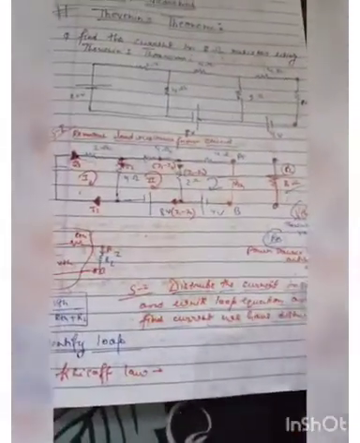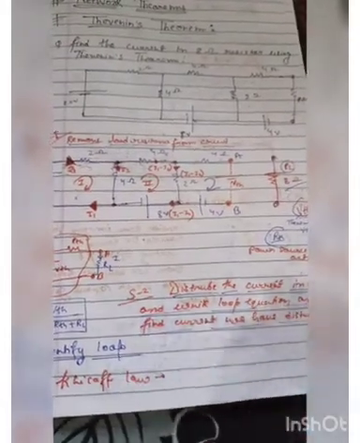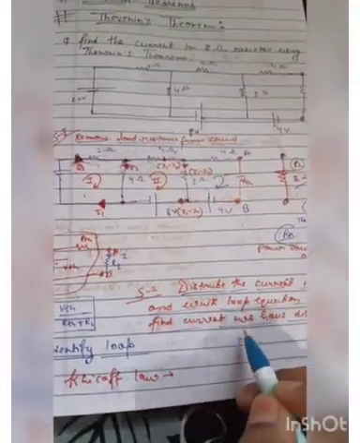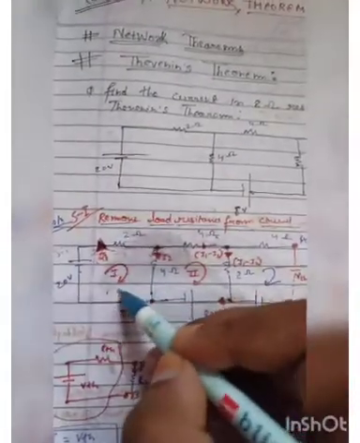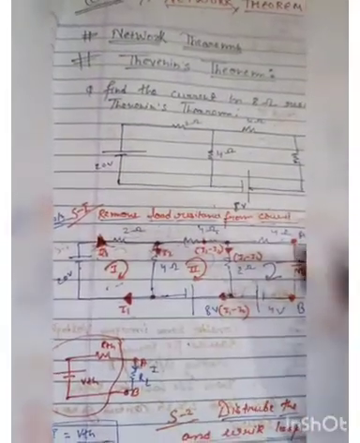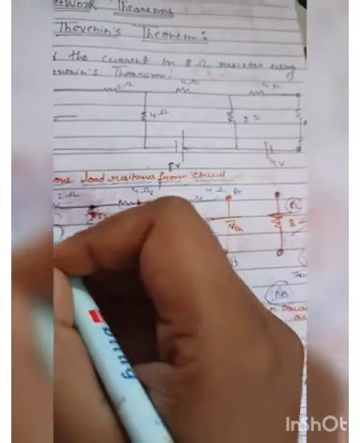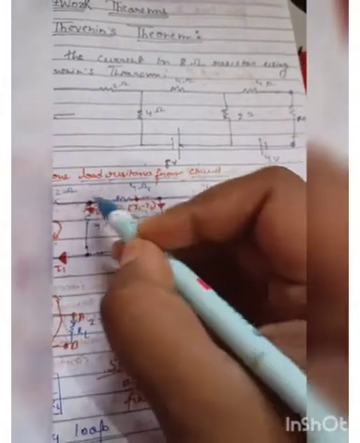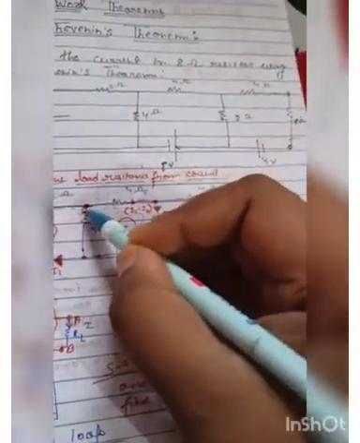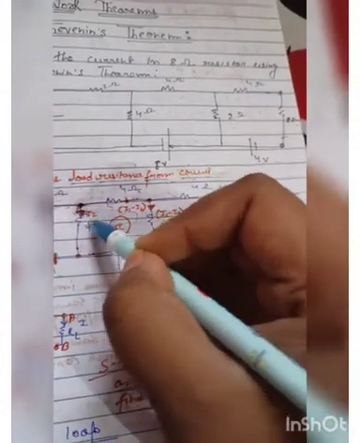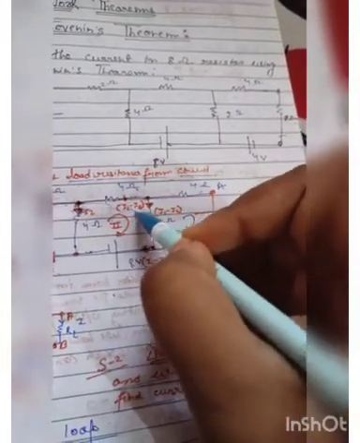Now, the second step is to distribute the current in the circuit, write the loop equations and find the currents we have distributed. We get two loops, loop 1 and loop 2, in the circuit after removing the load resistance. Then we distribute the current. The current I1 is flowing in the direction of the 2 ohm resistance. Then this I1 comes here. After that, we get I2, and I1 minus I2 will go there.